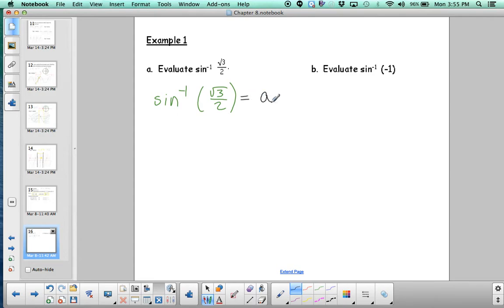Okay. So what I'm going to do is just set this equal to a. Then what this means is the sine of a is equal to √3/2. So the sine of what angle is equal to √3/2. And once we word it like that, then we can quickly say, well, we know that the angle has to be π/3.